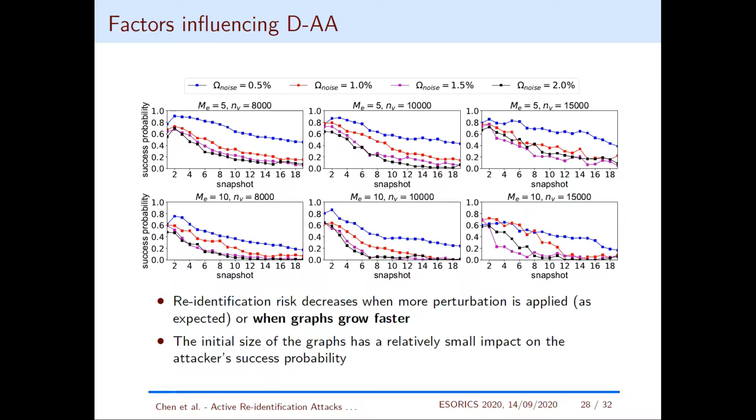From this chart, we can see that in addition to the amount of perturbation, which is expectedly a factor that makes the re-identification risk decrease, the most important factor is how fast the graph grows between snapshots. For larger values of the parameter ME, which controls how fast the graph grows, we get a faster decrease in the re-identification risk. We also observe that the initial size of the graphs has a relatively small impact on the success probability.